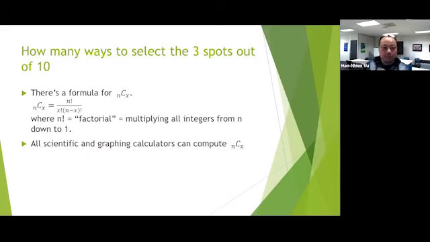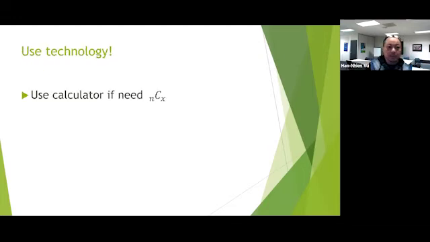But people hardly ever compute n choose X manually, because all scientific and graphing calculators can compute n choose X for you. So up here, I'm putting a link to my video using the TI-30X scientific calculator to compute the binomial coefficient. And also this link here is my video on using the Casio FX9750 graphing calculator. If you have a TI-83 or 84, there are lots of videos online on how to use them. Just Google for it. If you need to compute n choose X, use a calculator.